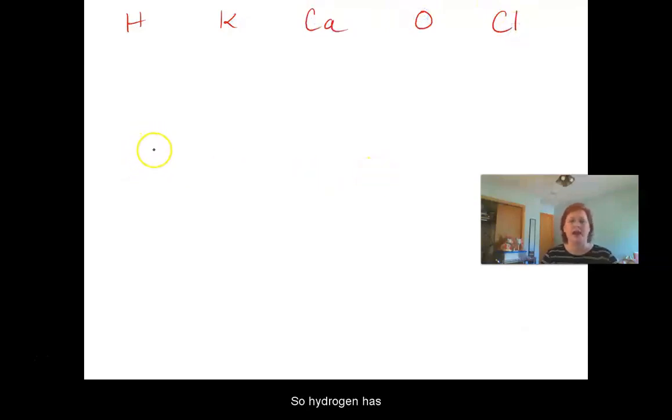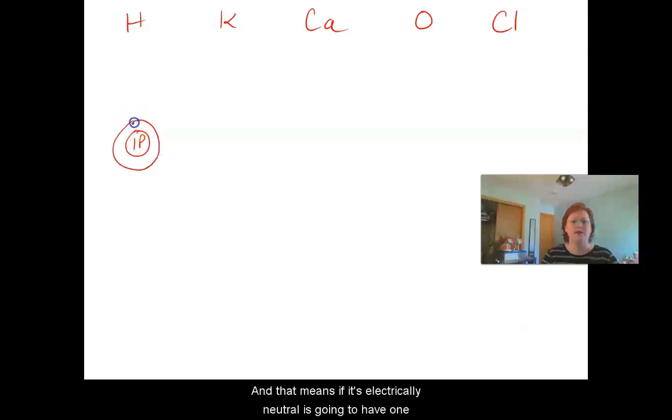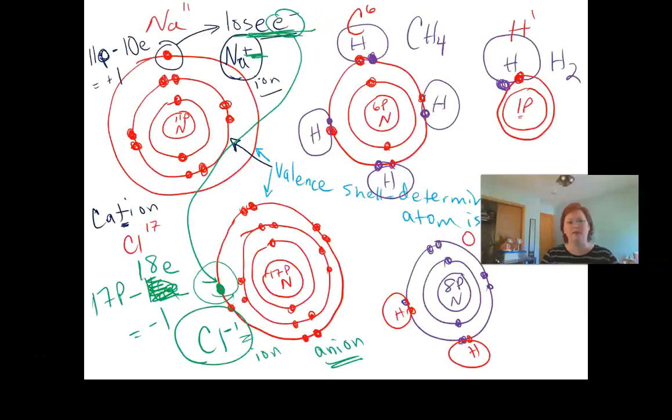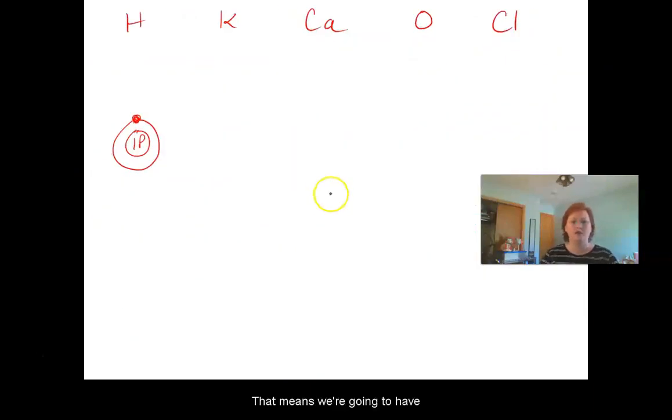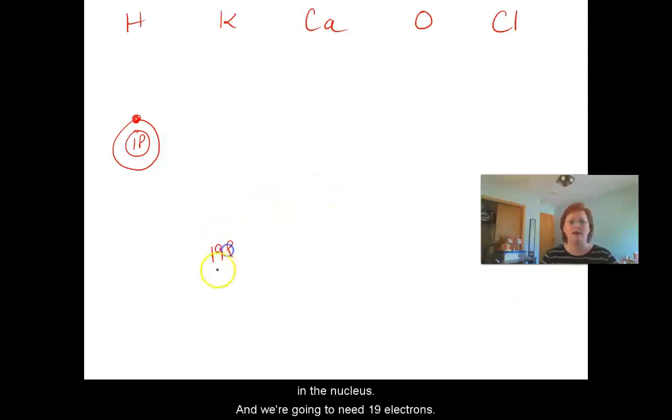So hydrogen has an atomic number of 1. So we know that in the nucleus, it's going to have 1 proton. And that means if it's electrically neutral, it's going to have 1 electron. Let's take a look at potassium. Potassium has an atomic number of 19. So that means we're going to have 19 protons in the nucleus, and we're going to need 19 electrons.